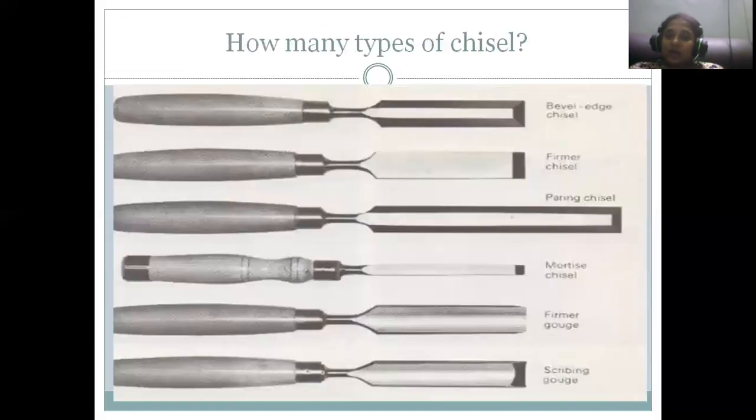So how many types of chisels are there? There are 6 types of chisels. I mean, 7 types of chisels. I have even given the names like bevel edge, firmer edge, paring chisel, mortise chisel, firmer gouge, scribing gouge. Okay, these are the different types of chisels.